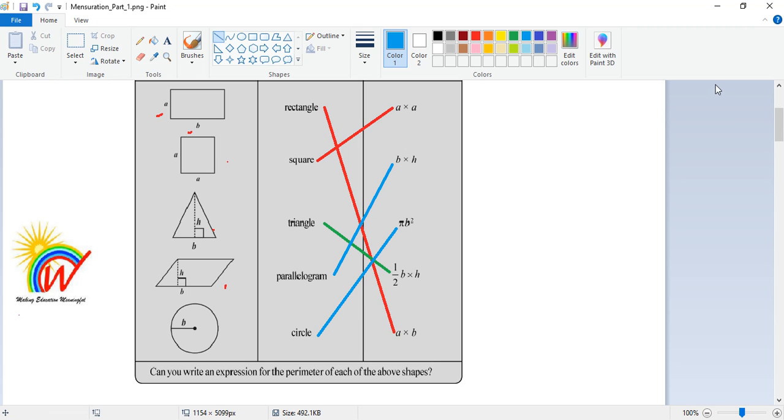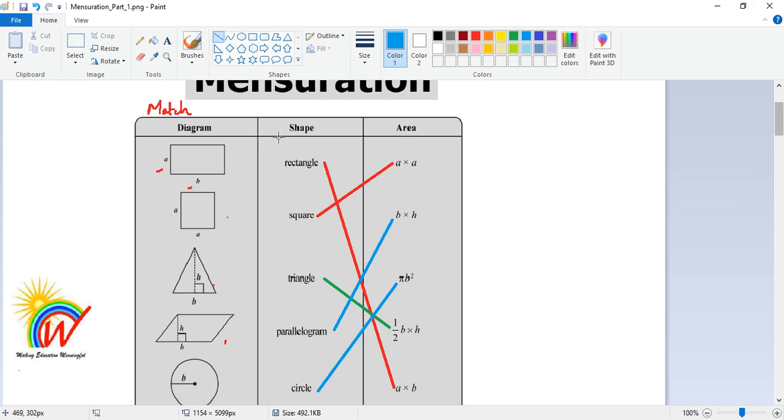Here, if I talk about the rectangle first, let's come to the rectangle. Rectangle has got 2B and 2A, right? There is BB and this is AA. So you have A plus A plus B plus B. So it is 2A plus 2B, or you can say perimeter of a rectangle is 2 of A plus B. Or you can just say 2A plus 2B also, anything is fine.